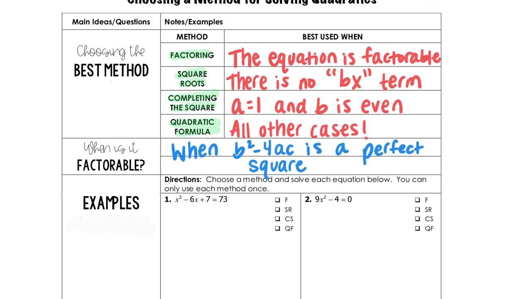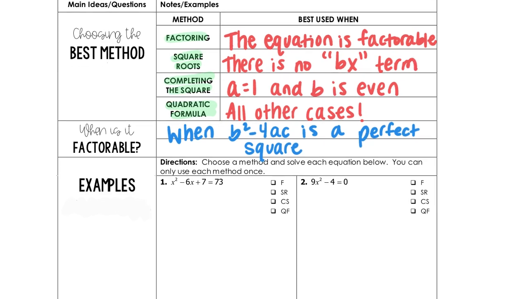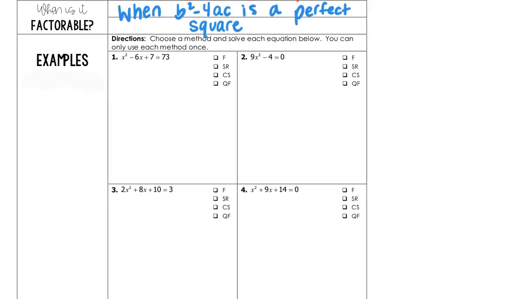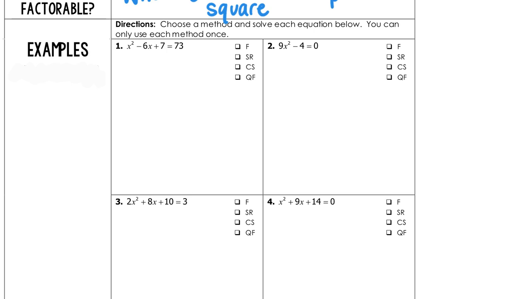So down here it says choose a method and solve each equation below. You can only use each method once. Okay, so we're looking at all of these. What I like to do first is just visibly look at them and see if any of them are easy to factor. So just looking at them for a minute, it looks like number 4 is actually one of those factoring kinds that's a little bit simpler.